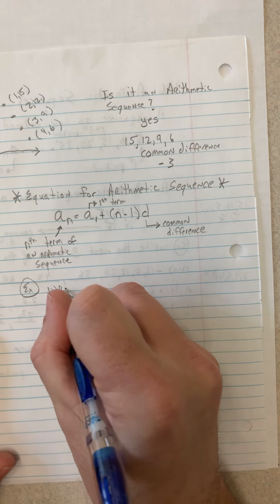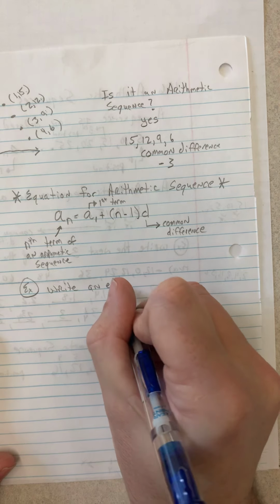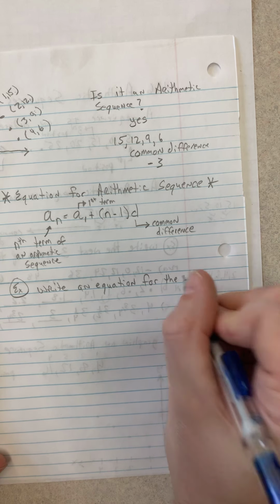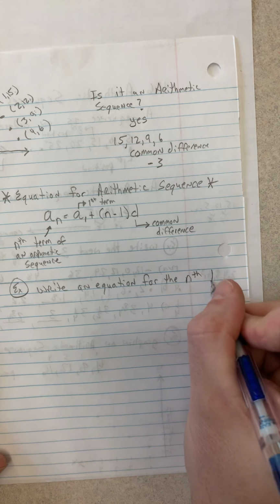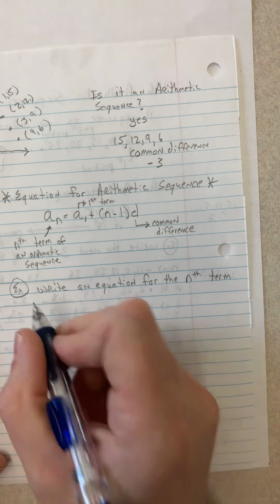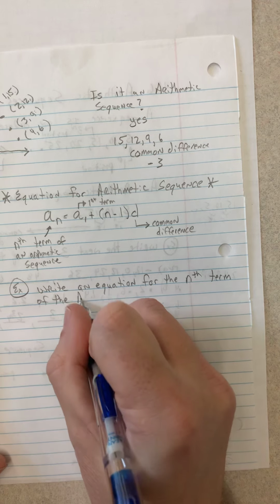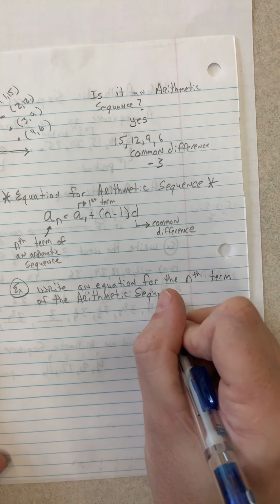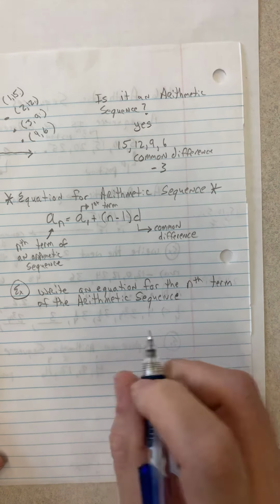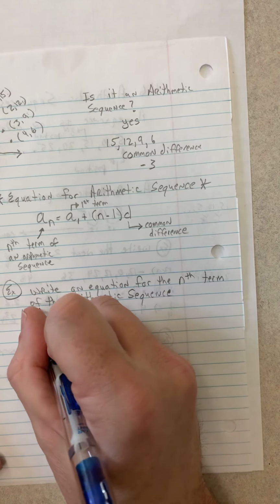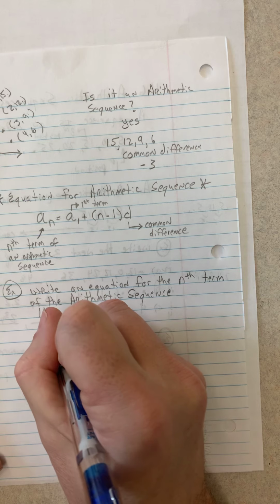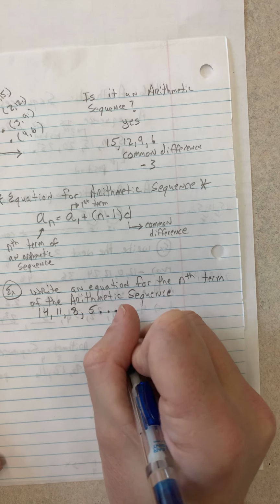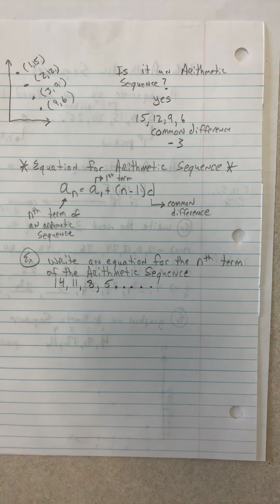We are going to write an equation for the nth term of the arithmetic sequence. So it's telling me it's an arithmetic sequence, which is good because I know that it's going to have a d or a common difference. I'll say 14, 11, 8, 5, and we'll just say this continues on with that pattern all the way out.